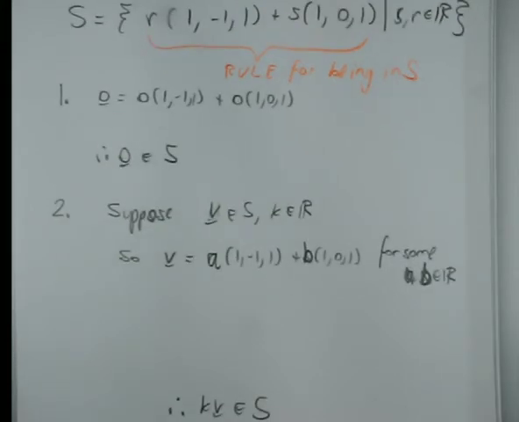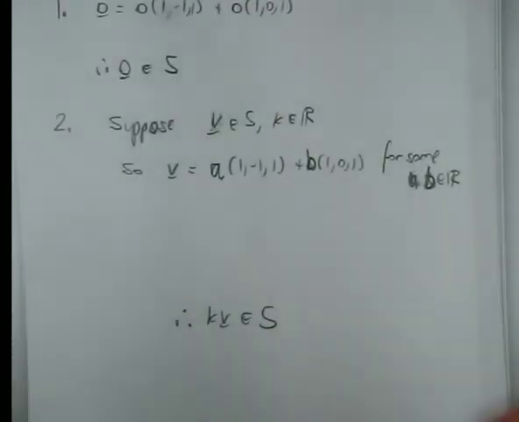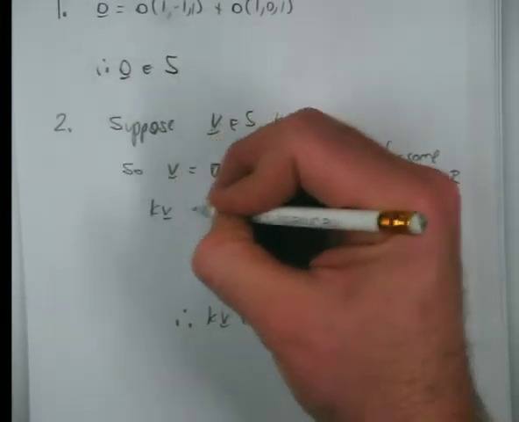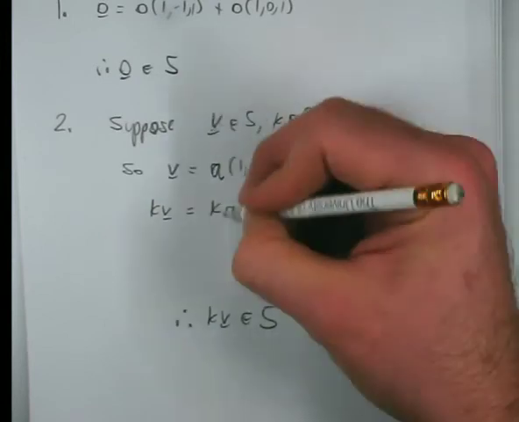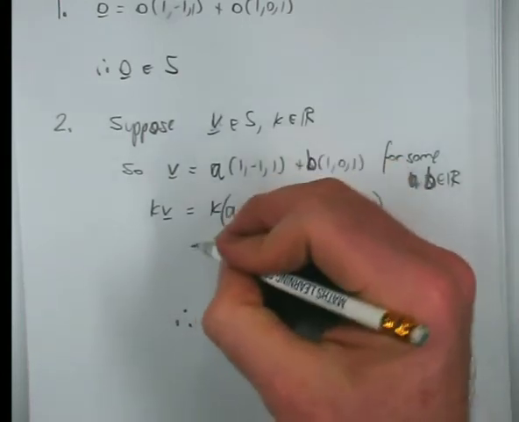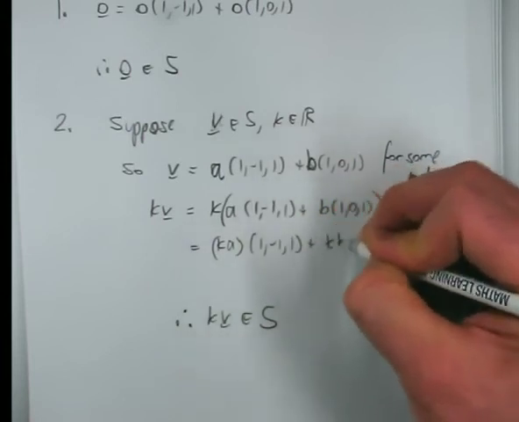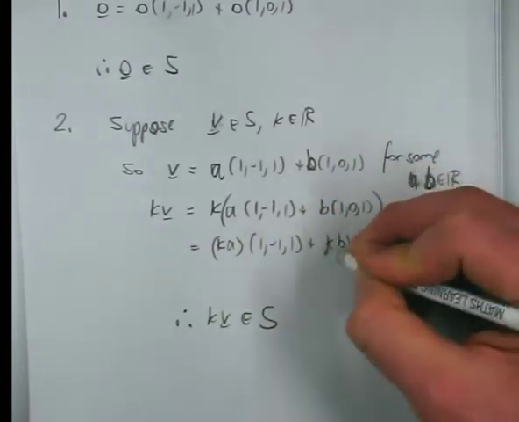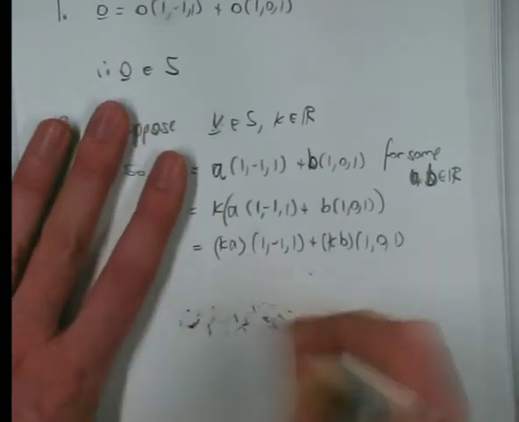I know that I can write it that way, because that's the rule for being in S. My aim is to write KV in the same way. So let's figure out what KV is. KV is K times A lots of 1, minus 1, 1, plus B lots of 1, 0, 1. If I expand that out, I'll get KA lots of 1, minus 1, 1, plus KB lots of 1, 0, 1, which is in the correct form. It's something times 1, minus 1, 1 and something times 1, 0, 1, and so therefore KV is in S.